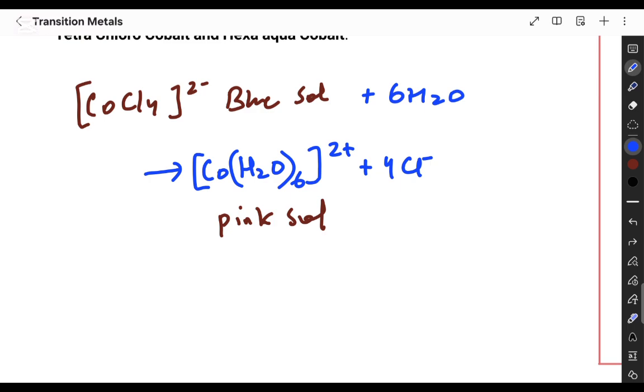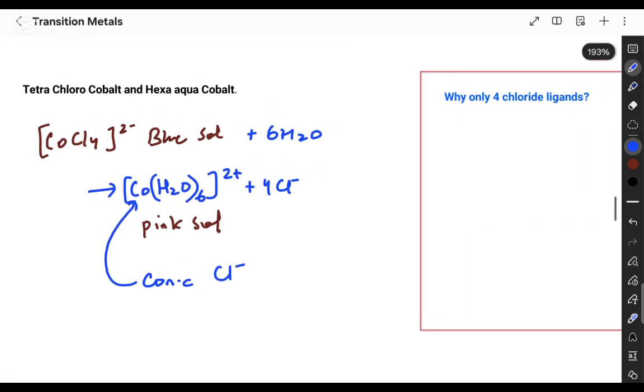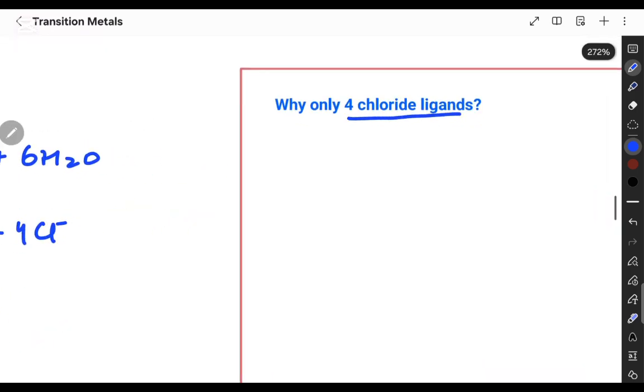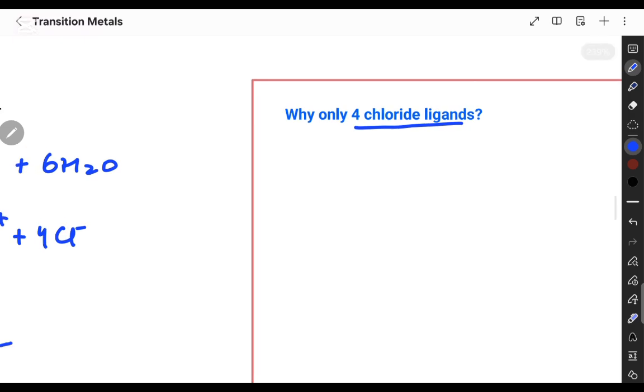So you add concentrated Cl minus, and you react it with your hexaaqua copper, and you're going to get back to tetrachlorocopper. Alright, we've already discussed why only 4 chloride ligands are there, because chloride ligands are very big.